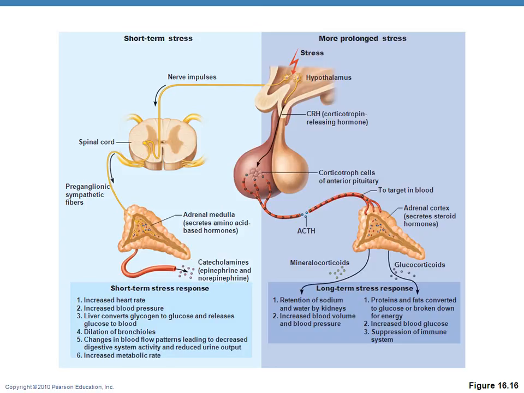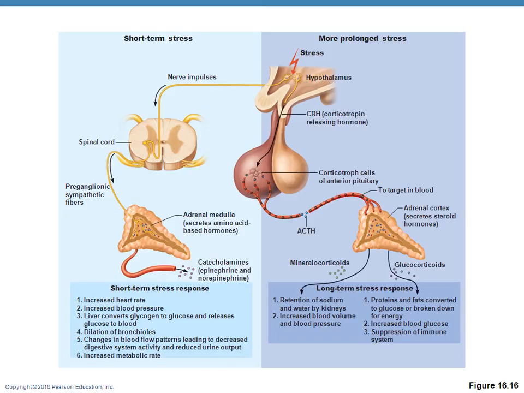If you have stress over a long period of time, not only are we releasing the catecholamines, the epinephrine and the norepinephrine, we're also releasing the mineralocorticoids and the glucocorticoids to help with the long-term conversion of glucose or fats into glucose, or the long-term retention of water to increase your blood volume and increase your blood flow.